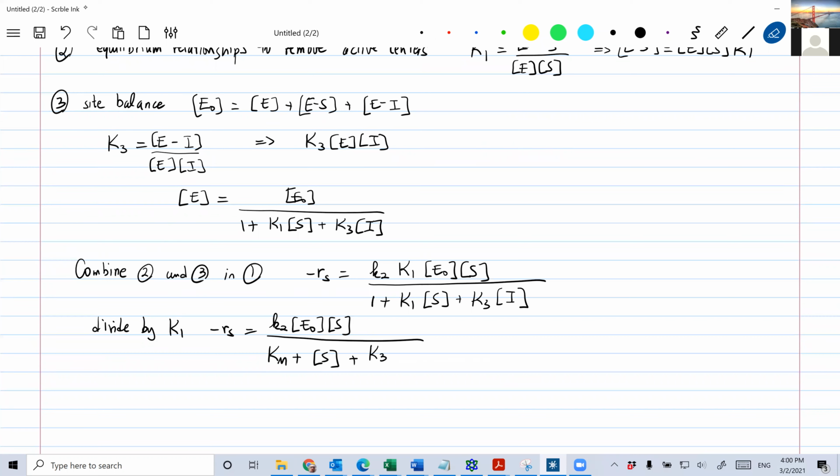Actually, before we do that, let's do this better. Let's keep it as 1 over K1 and K3 over K1 times I. So we can put the top as Vmax just to make it simple. And the denominator now, if you factor 1 over K1, is 1 plus K3I, right? So 1 plus K3I plus S.